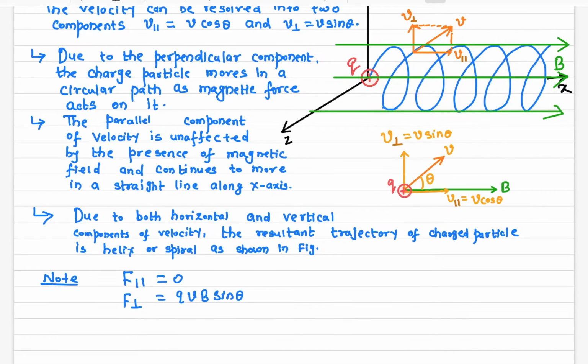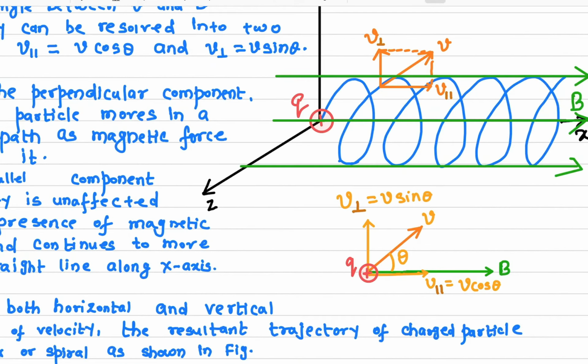If you look at any point here, the particle has two velocities, the velocity parallel and the velocity perpendicular. The parallel velocity moves along the parallel direction, and this one is in the perpendicular direction. The direction of the perpendicular component is changing, but the direction of the parallel component remains exactly the same, along the x-axis. The perpendicular one is changing because it is moving in a circular path.